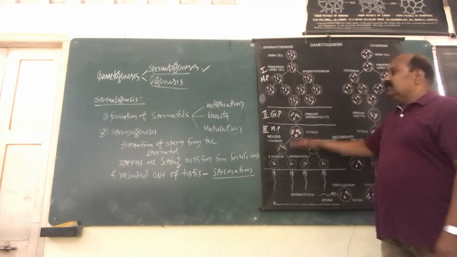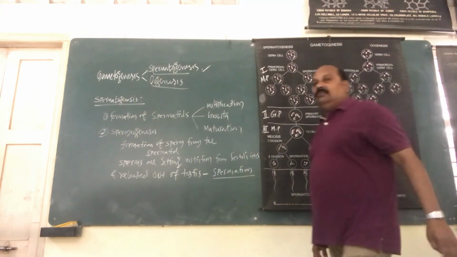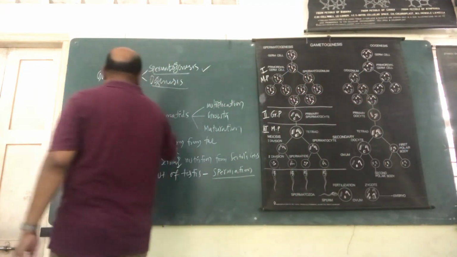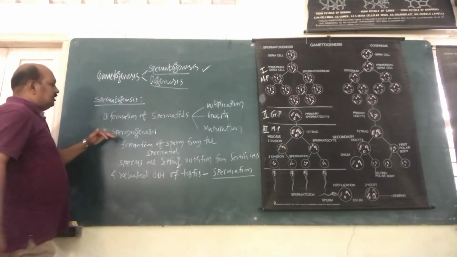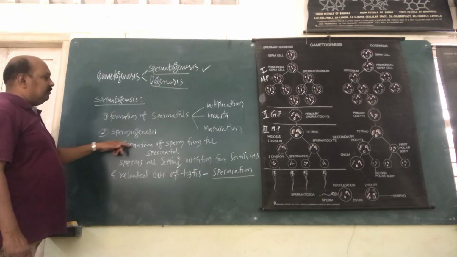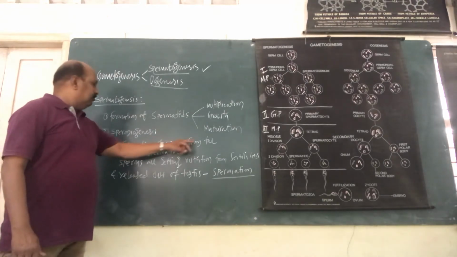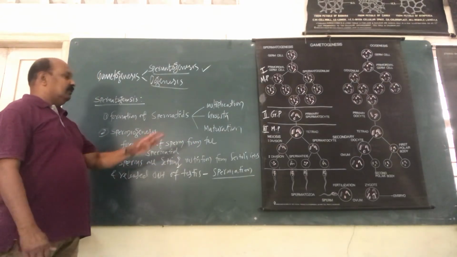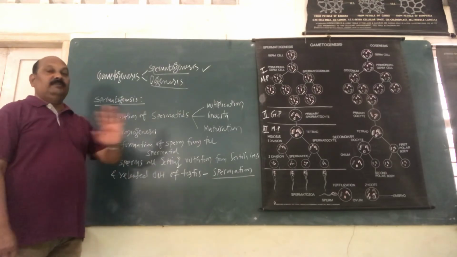So these are all the events in the first step of spermatogenesis, called formation of spermatids. The second stage is spermiogenesis. What is the meaning of spermiogenesis? That means formation of the sperm from the spermatid, what we call spermiogenesis.